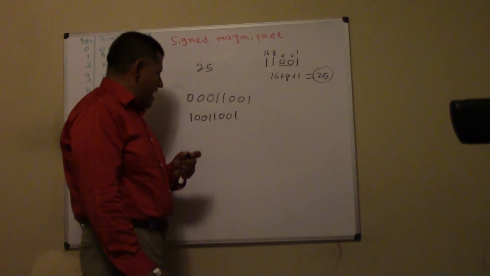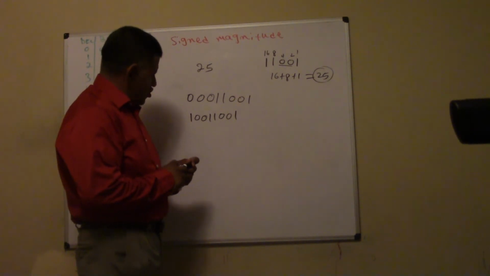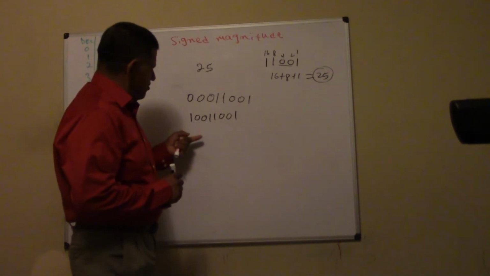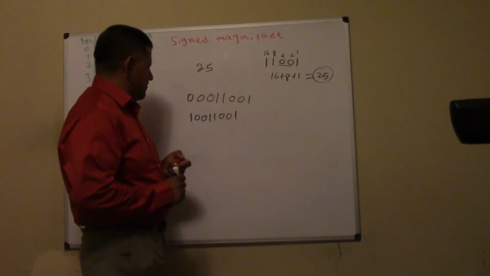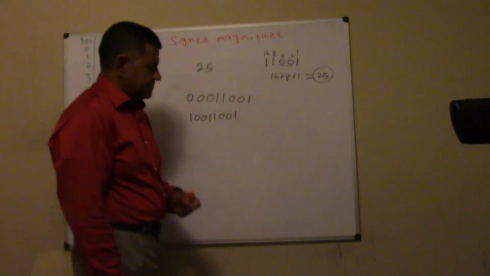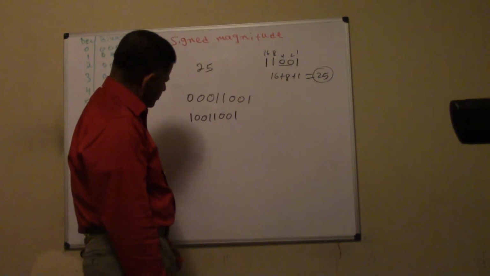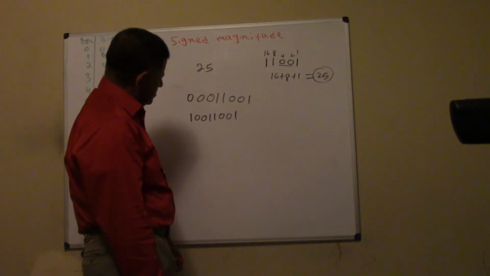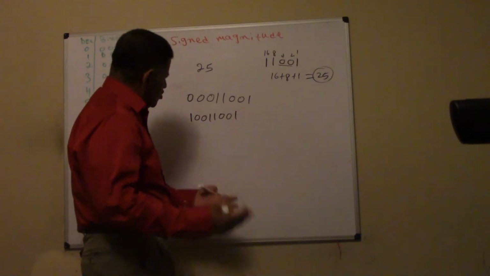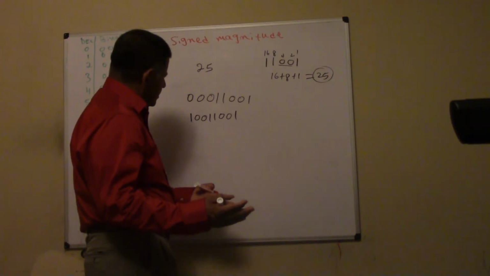But when I do the math, trying to work this out, it doesn't give me negative 25. It gives me something else. Okay, so how do we solve this problem? The question is, how do we solve this problem?